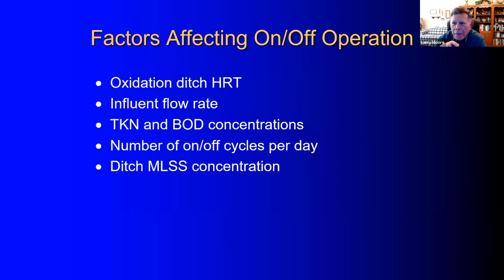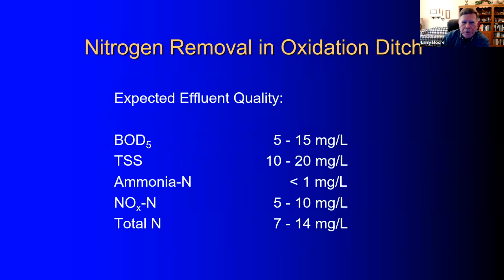Number 1, if your monthly average effluent NPDES limit on ammonia nitrogen is 1 milligram per liter or less, you probably don't want to do this, because if you use on-off operation, when the aerators are off during the anoxic phase, that ammonia concentration is going to inch up to about 1, maybe even 1.5 milligrams per liter. If your hydraulic detention time of your ditch is less than 18 hours, you probably don't want to use on-off operation. And then the other factor is if your influent TKN concentration is above 40 milligrams per liter, you probably don't want to use on-off operation.